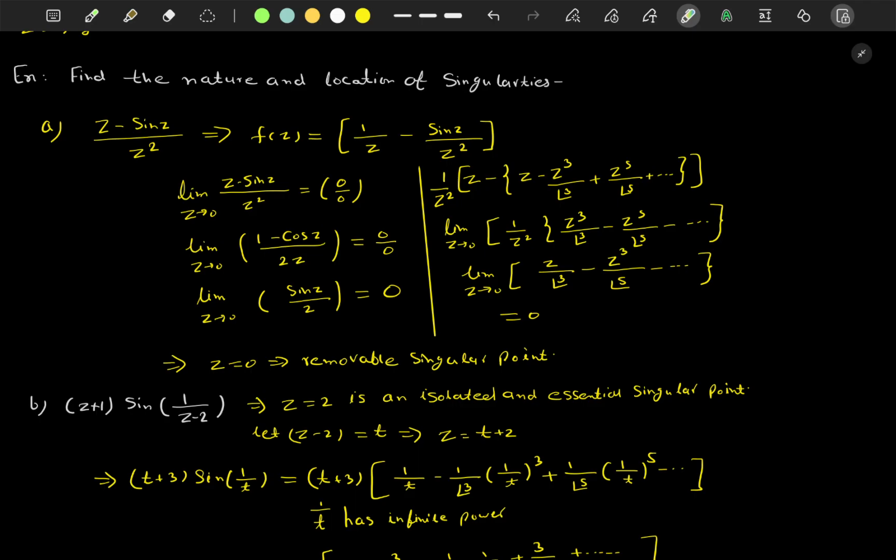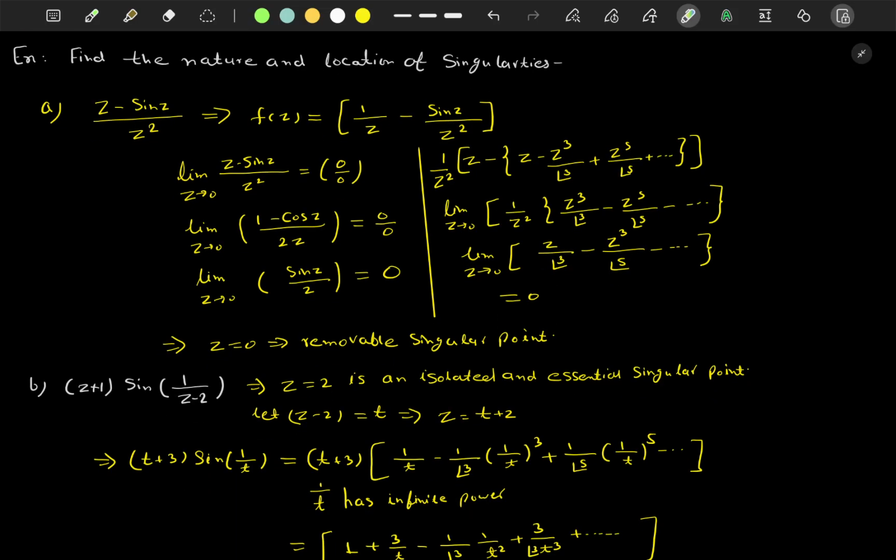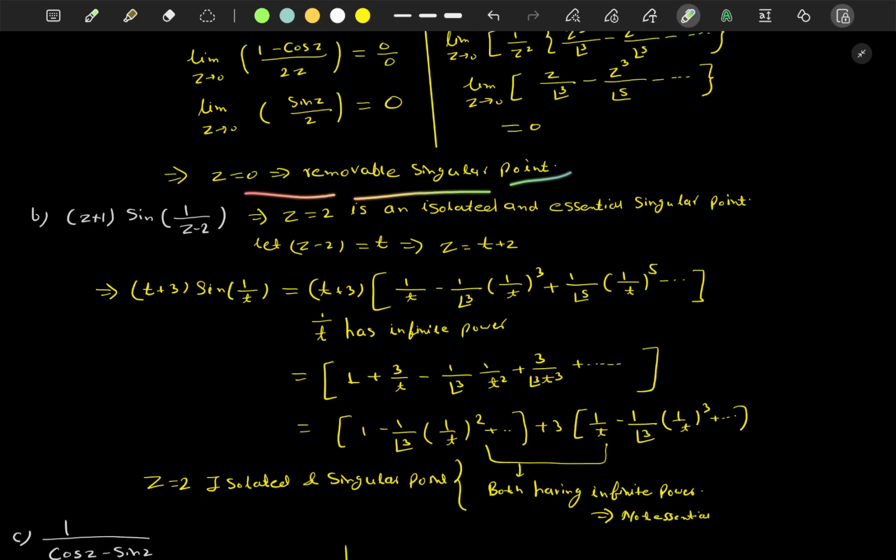Here also, if you take 1 upon z square out, then z minus the expansion of sin z, which is z minus z cube by factorial 3 plus z to the 5 by factorial 5, and so on. So when you put the limit z tends to 0, what will happen? This will be cancelled out and only the remaining terms will be left, and the whole thing has z in it, so it is giving 0. It is giving 0, which means it is giving a finite value. So z equal to 0 is a removable singular point.